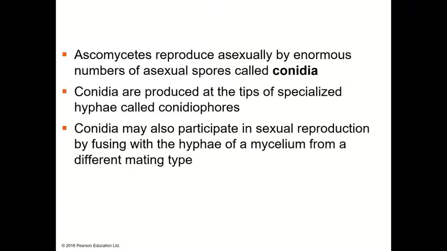Ascomycetes reproduce asexually as well. They reproduce asexually through the use of spores we call conidia. Conidia are produced at the tips of specialized hyphae called conidiophores, and they may also participate in sexual reproduction by fusing with a hypha of a mycelium of a different mating type.